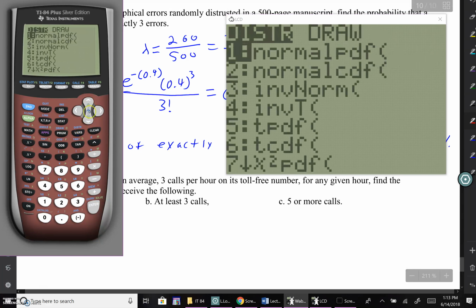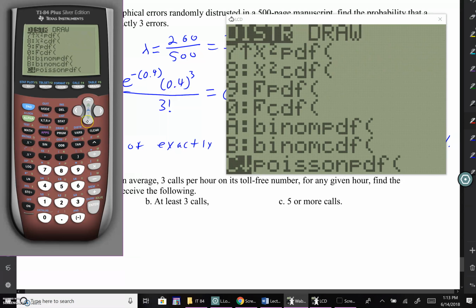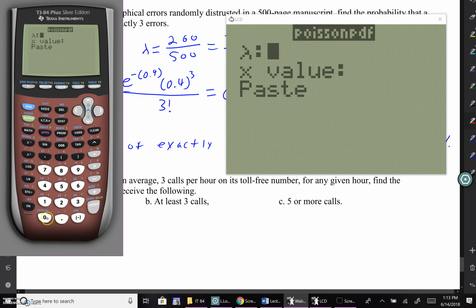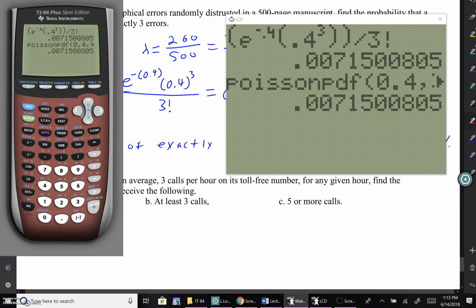It's under the same place as the binomial. We just have to scroll down to it. So it's down past the binomial. And then I'm going to tell it that my lambda is 0.4 and my X is 3. Or you can put it in parentheses, because that's the other option. And hit calculate. And if we round, we're going to get the exact same number. And don't you appreciate your technology that much more now? Questions on that?